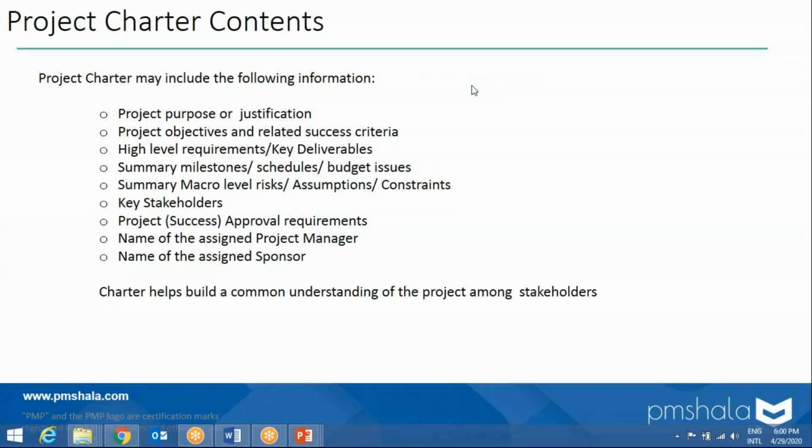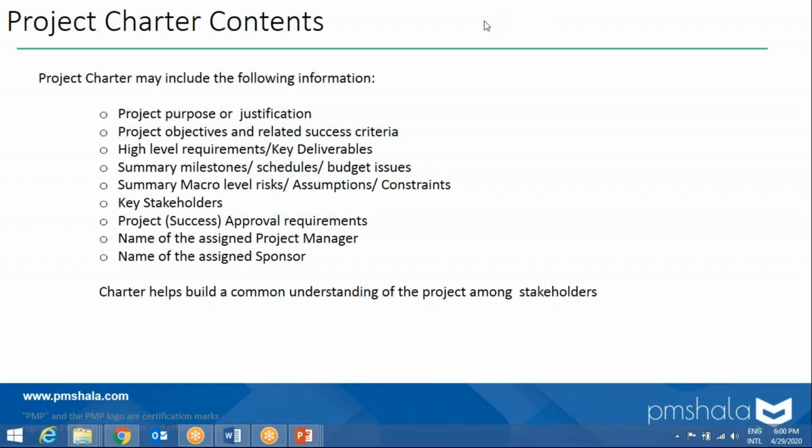Now, first let's get the contents of the document. Thereafter, it tells you who makes it and what the purpose is. We'll learn that. So first, the purpose of this document, the charter. Sorry, contents. These are the contents. What is the project purpose or justification? That's mentioned. Why are we doing the project?